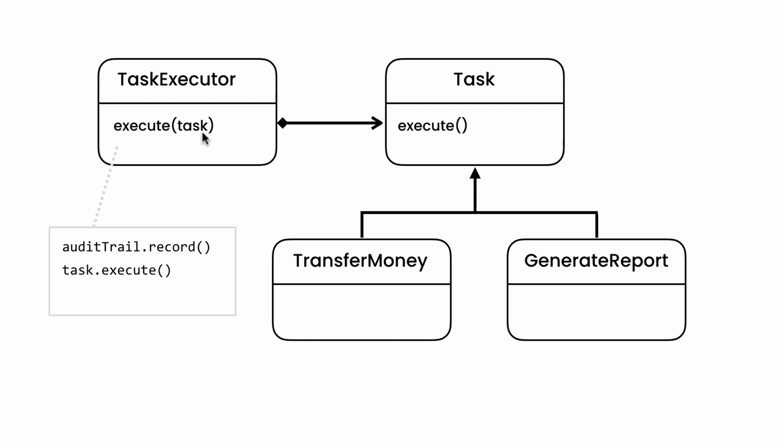So we are delegating or forwarding the execution of a task to a task object. This is the strategy pattern, okay? Now we can solve this problem using inheritance.